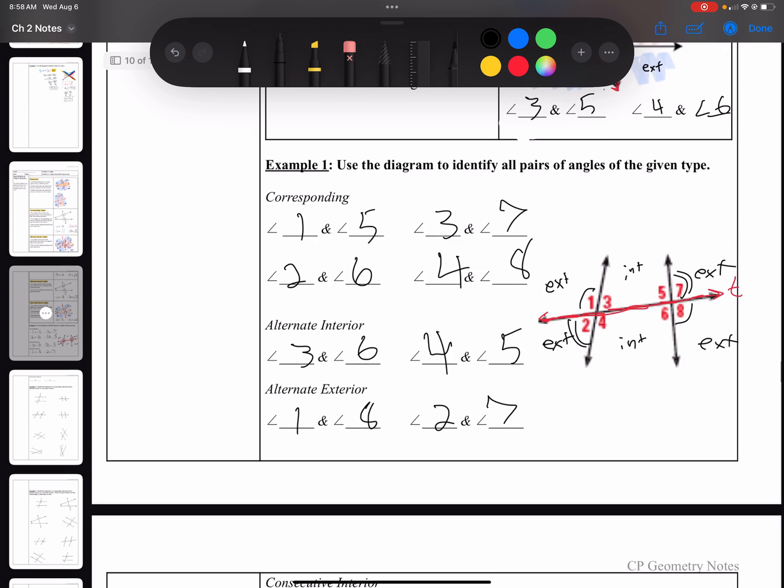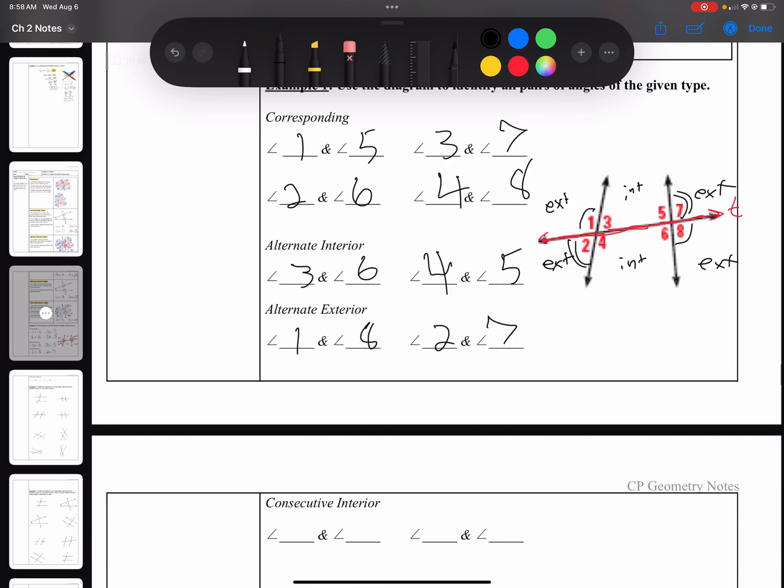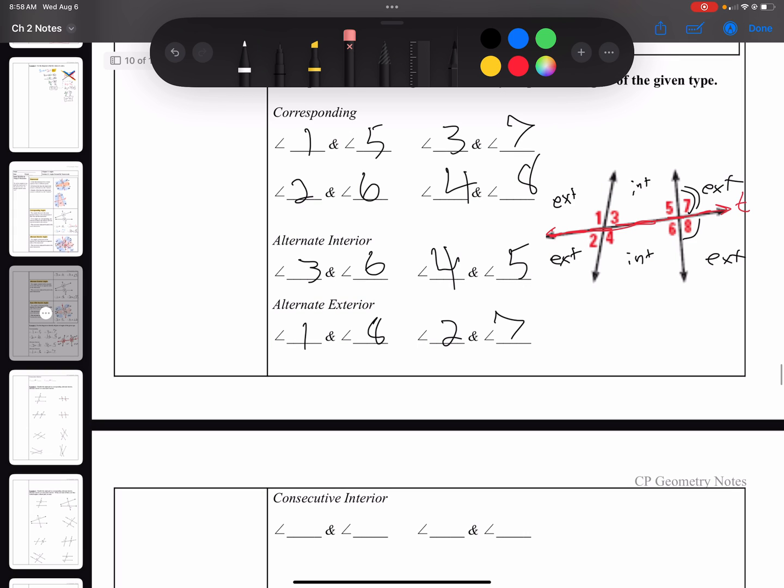Consecutive interior, which is also same side interior, would be angles 3 and 5. They're both above the transversal. And 4 and 6.